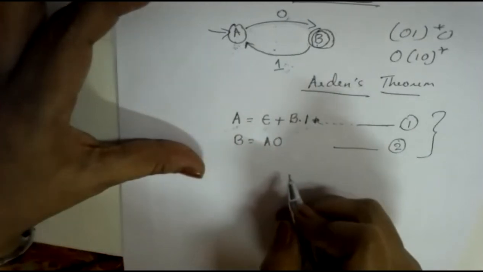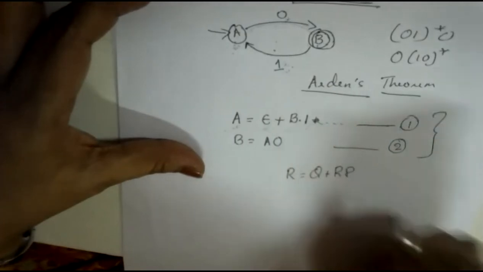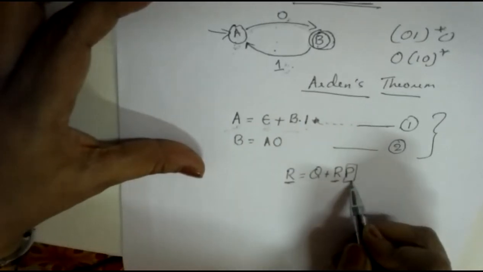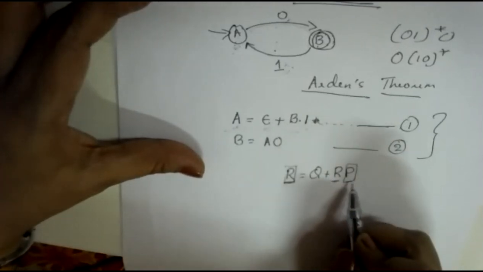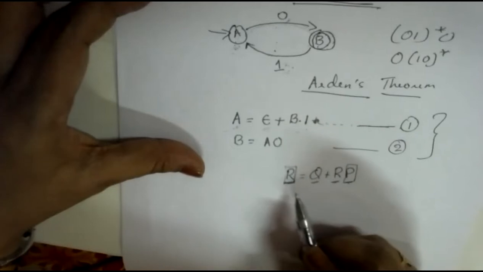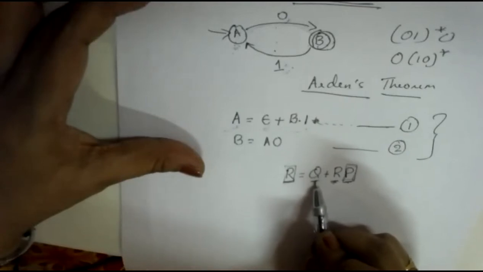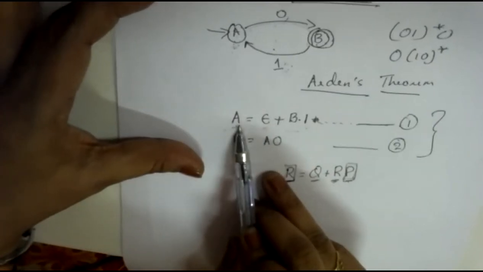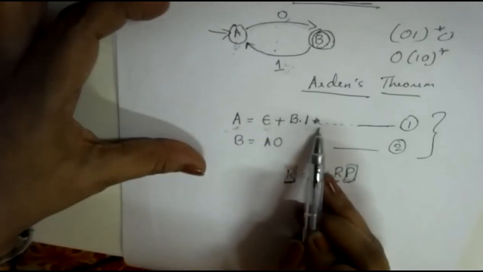Now, what we have to do is bring these equations into the form Q plus RP. Students, listen carefully. Whatever is with R is P, and rest everything is Q. Coming to this equation, A is our R. Do we have P here? We don't have P because we don't have A on the right side.